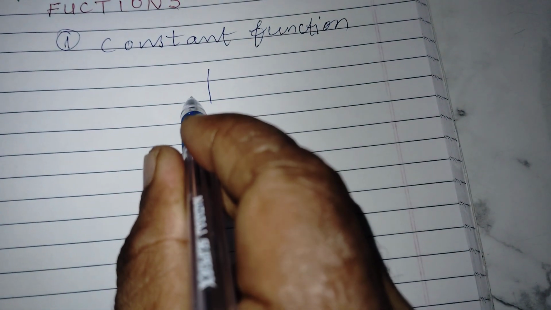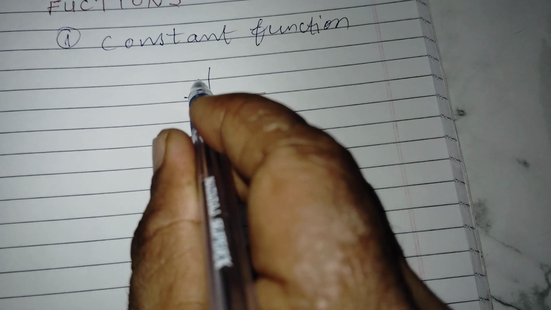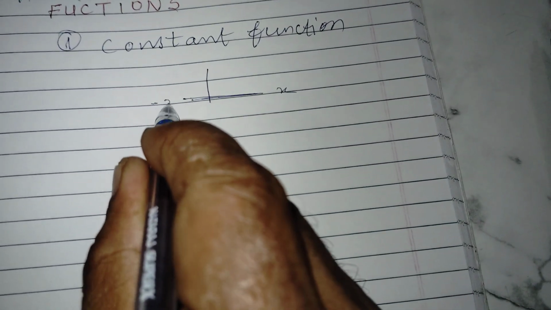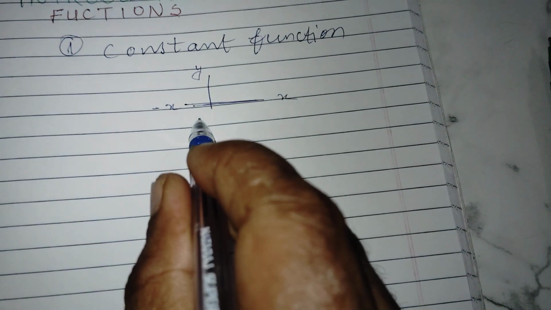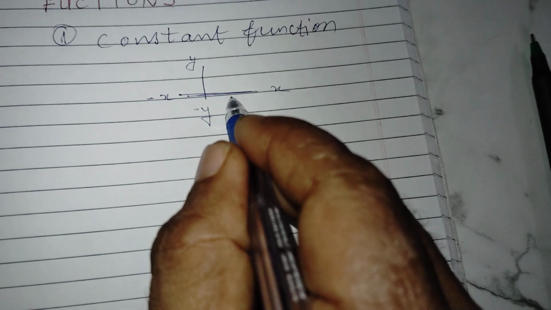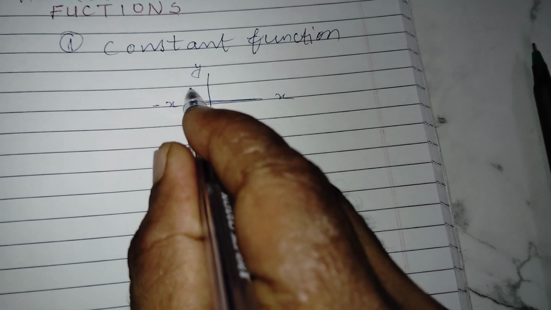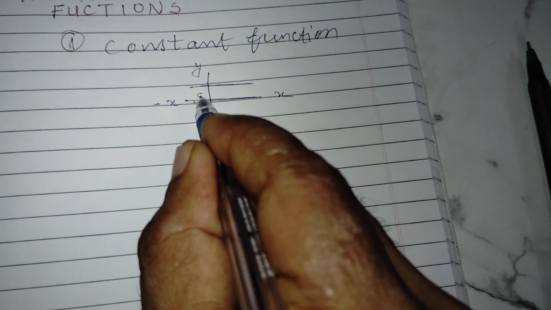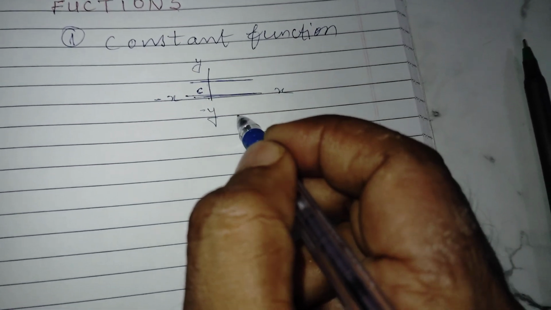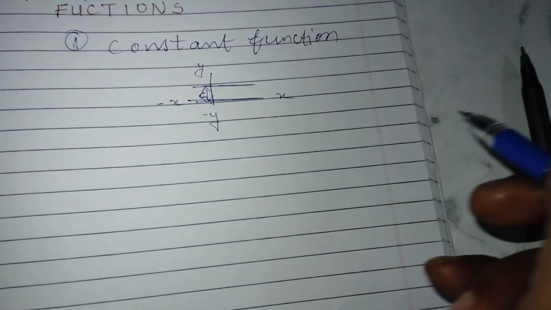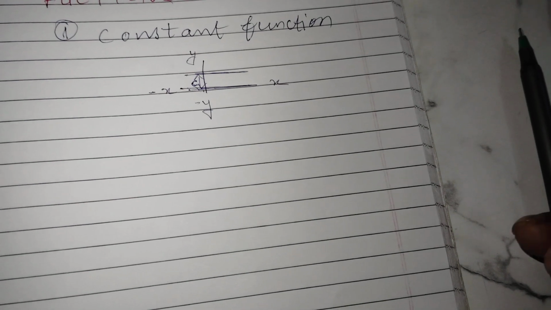Suppose this is the first quadrant, this is the x-axis, and vertically is the y-axis. So constant functions always give just a line that is parallel to the x-axis. So this is the constant function's graph, and this distance is c. C means some number, so c is this distance. So this is the graph of constant functions.